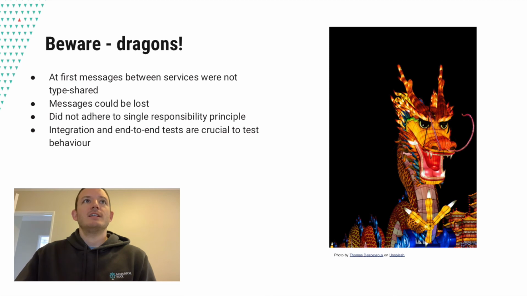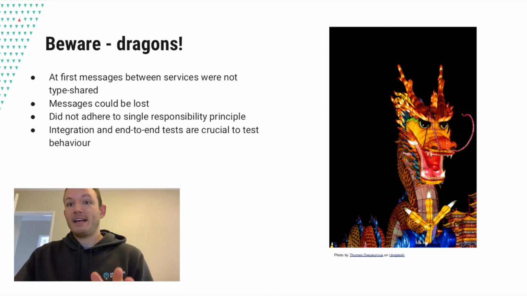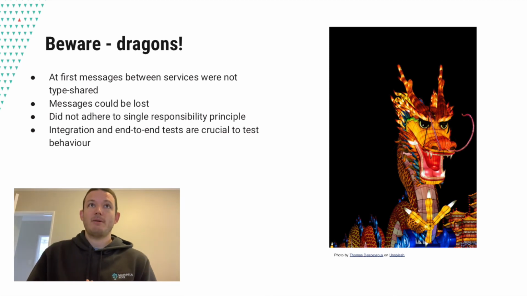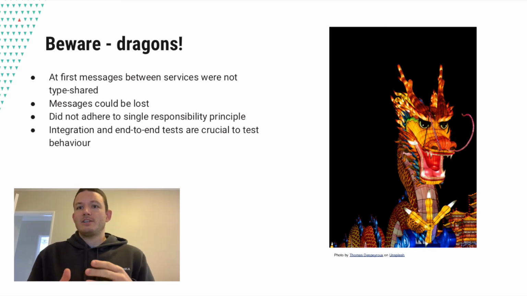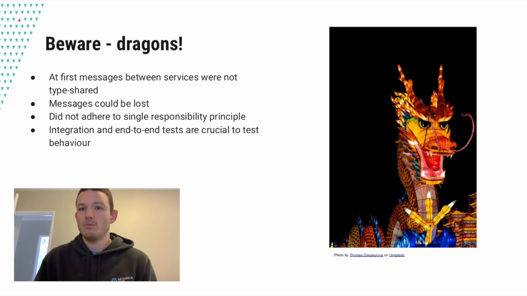Before we get into how it worked in the real world, I just want to quickly talk about the problems that we encountered. So at first, when we were first setting this up, the messages between services weren't type shared. So this meant that the constructs of data could be different. The data that we were passing around could be different. And so we were getting a bit confused as to what data was being sent, and if something changed, how would a downstream service know about it?